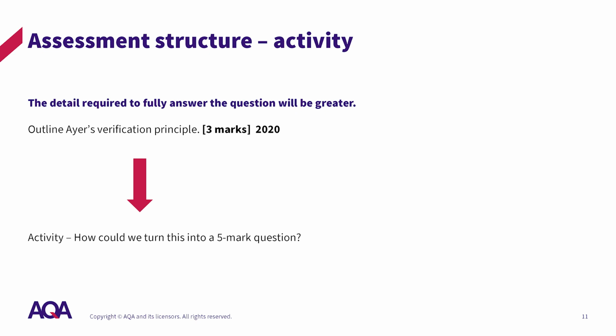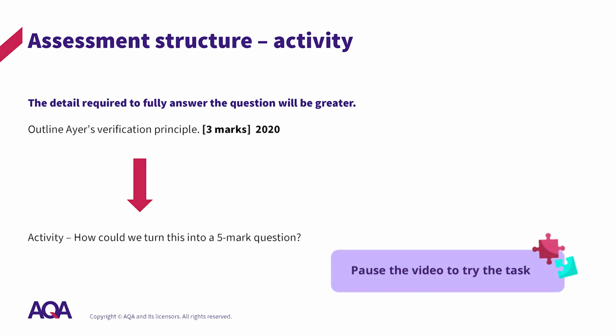For example, if we consider a 3-mark question to be outline AA's verification principle, how could we adapt this to be a 5-mark question which includes an increased demand for detail? You may wish to pause the video to consider how you would do this.